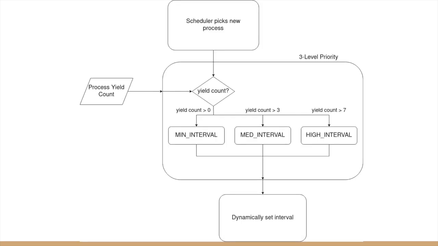Here you can see our flow chart for this. At the top we have our scheduler, and then that comes into our yield count, where we determine the yield count within our scheduler. Based off this, we set it to its associated level, being minimum, medium, and high, and then we dynamically set our interval.